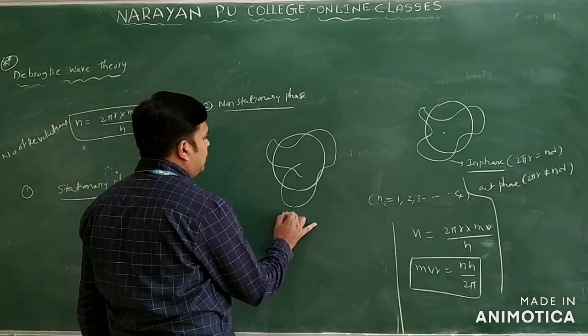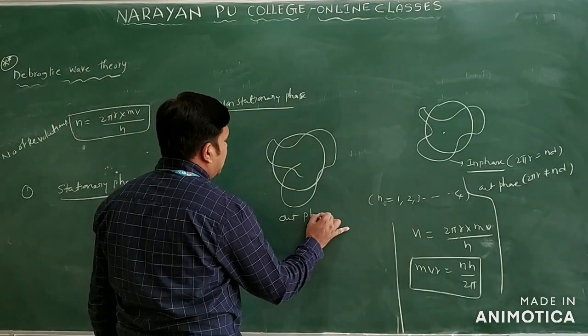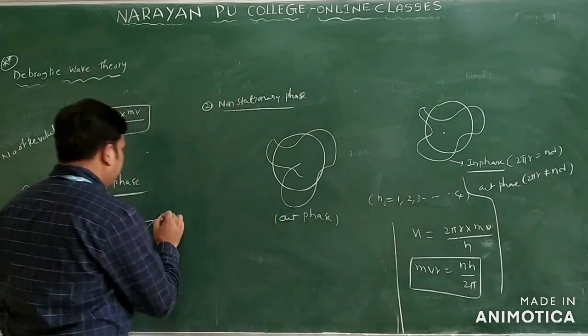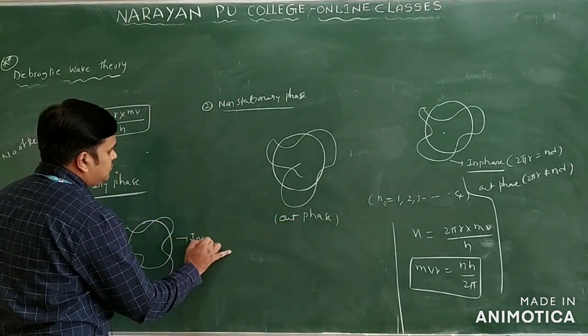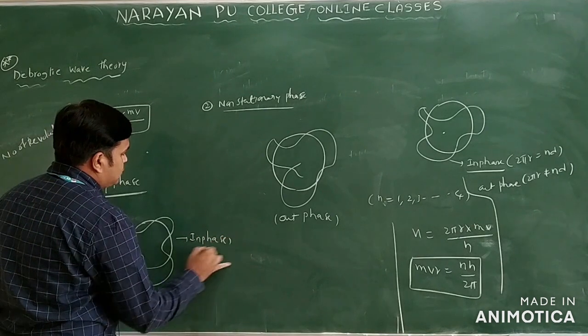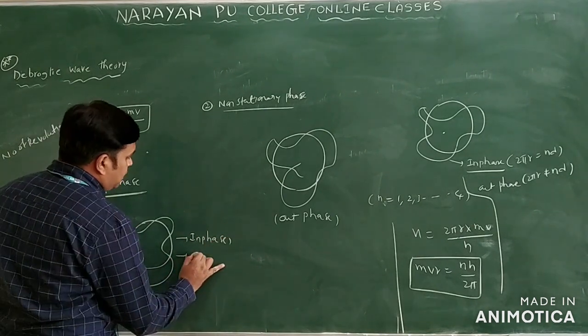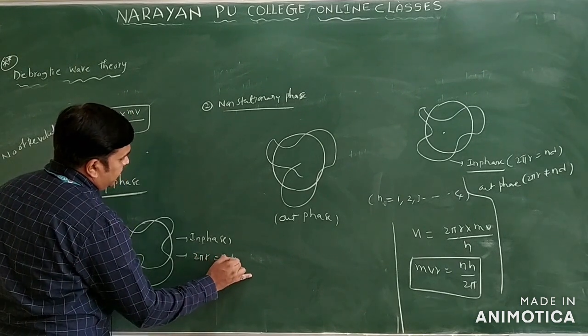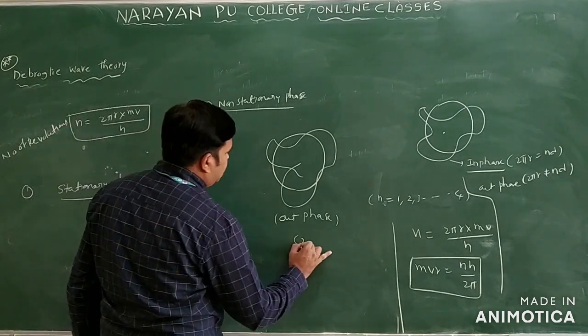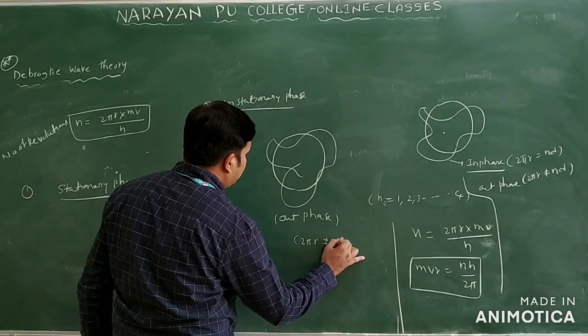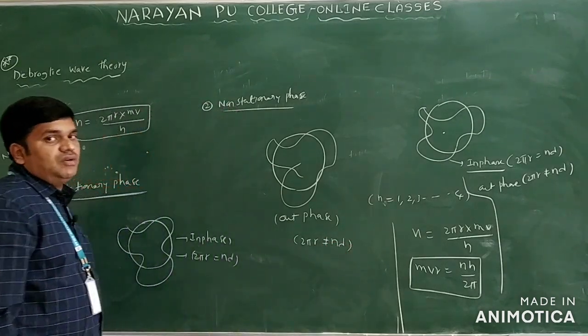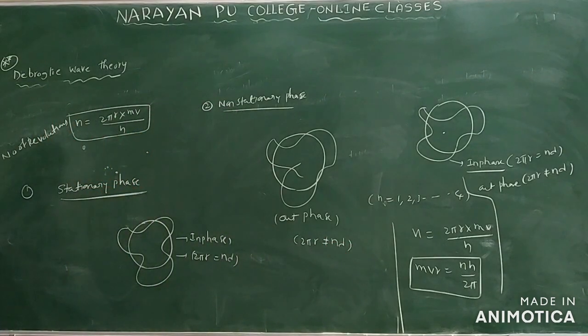This is an out of phase wave, and this is an in phase wave. In this case the circumference equals 2 pi r equals n lambda. In the out of phase case, the circumference 2 pi r is not equal to an integral multiple of the wavelength, that is, n lambda. How can you define this?